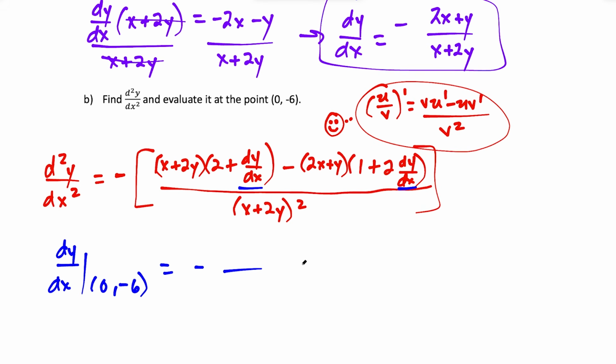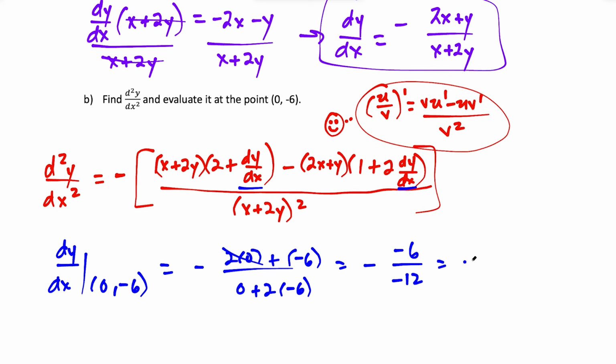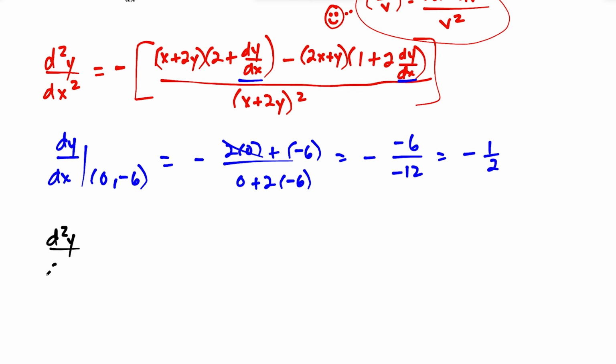And we're going to get minus, and then we have 2 times x, but we have x equals 0. And then we have plus y, and y is equal to -6. And we're dividing by x plus 2 times y, and y is equal to -6. So the 2 times 0 cancels, this 0 just wipes out. And now we have minus, and then we're going to have -6 over 2 times -6, which is -12. So this is going to simplify here. We're going to have a negative over negative going positive. But then we have a minus in front, and 6 over 12 reduces to a half. So we have -1/2.